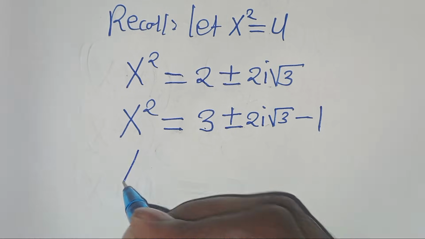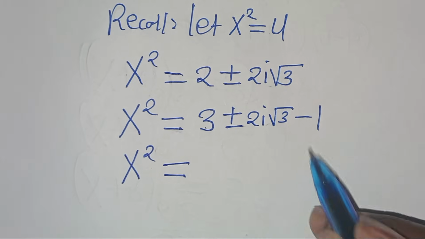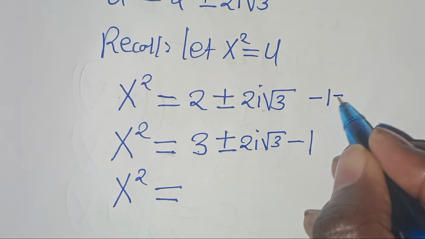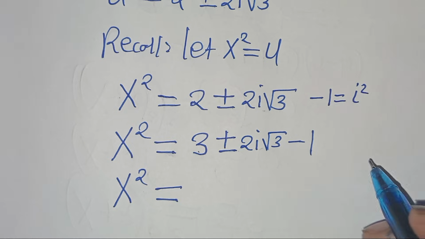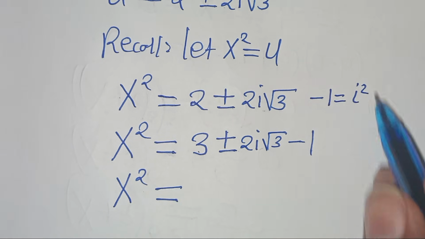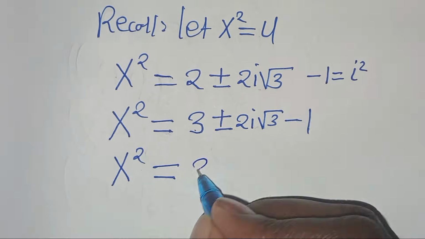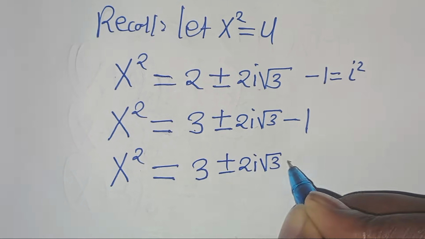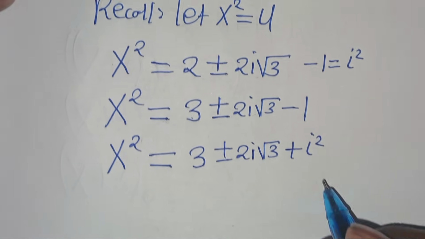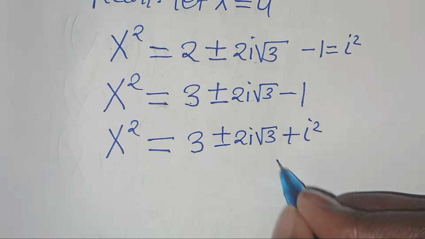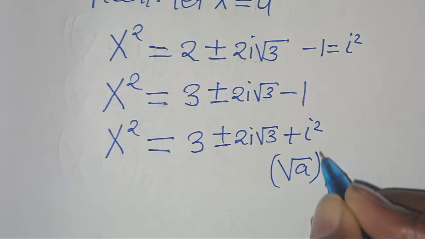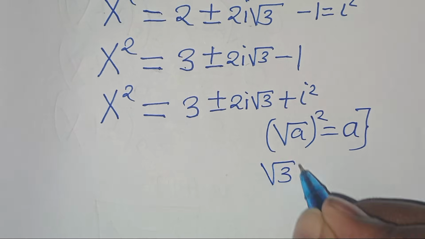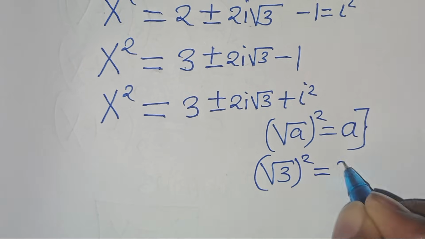Now the next step is that we have x to the power of 2. This is equal to, now we have negative 1 here. We can express negative 1 as the same thing as i squared. So this means that we have 3 plus or minus 2i square root of 3 plus i squared. We can express 3 this way: if we have the square root of a to the power of 2, this is the same thing as a. This means that the square root of 3 raised to the power of 2 is the same thing as 3.